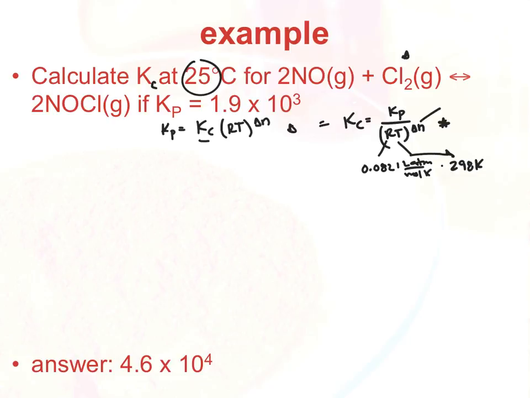And our delta n is going to be our products minus reactants. We have 2 moles of our product, NaCl, and we have 1, 2, 3 moles of gaseous reactant. So 2 minus 3 is going to give us minus 1. Now notice, we're only going to count up the number of gaseous reactants and gaseous products. If we had some other phase, obviously we wouldn't include that in this calculation.